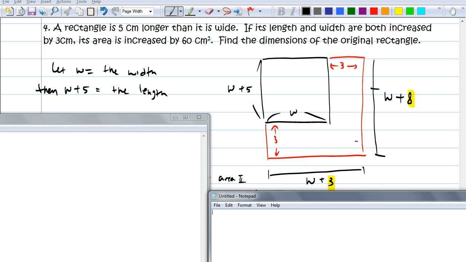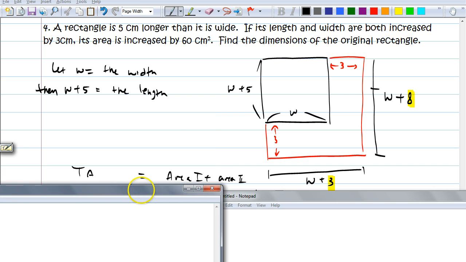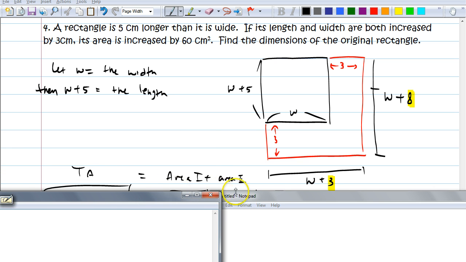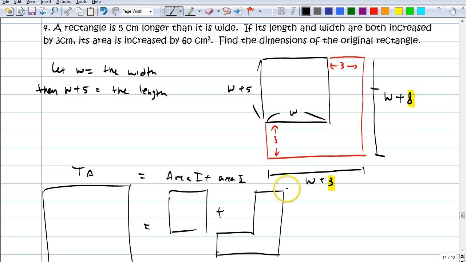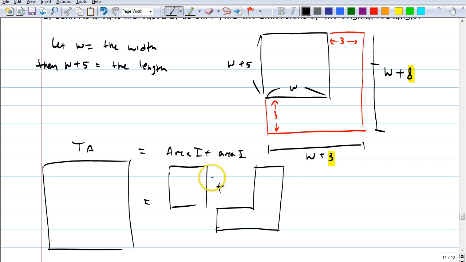Now, of course, the formula is always the same. Total area is equal to area 1 plus area 2, correct? So there's a picture, right? The whole thing is equal to the rectangle plus the L shape. Okay, who could tell me the equation?